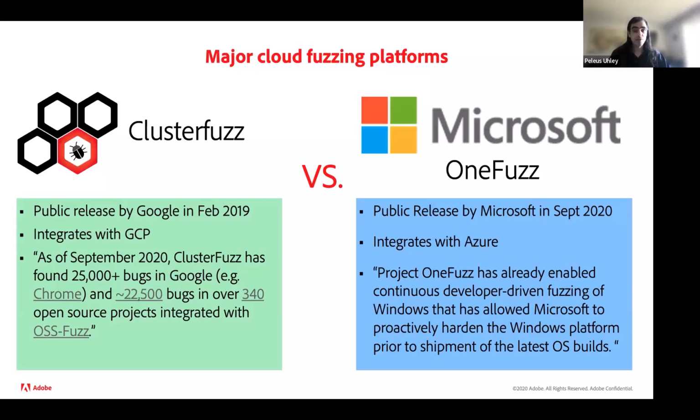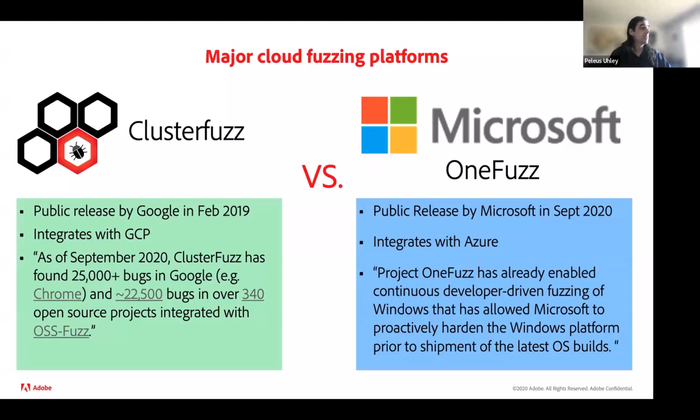On the other side of the world, there was Microsoft, and they were working on a project called OneFuzz. They publicly released that in September of 2020. It's obviously going to integrate with their cloud platform, which is Azure, but they had used it for continuous developer-driven fuzzing of Windows that allowed them to harden before they've done the latest shipments of the OS. And you sort of saw that in the funnel approach, or the funnel graphic I had shown earlier.